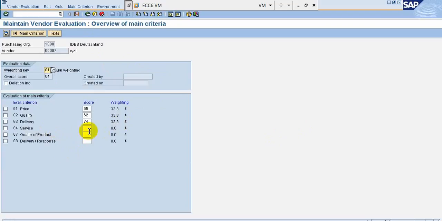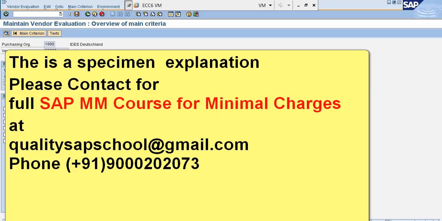Now you see it has already calculated the main criteria scores, those 55, 62 and 74 have come here, and these are calculated again with the weightage factors to give the overall score. So the remaining part we have entered at the sub criteria level, and the rest is calculated by the system itself. So this is called the semi-automatic method.